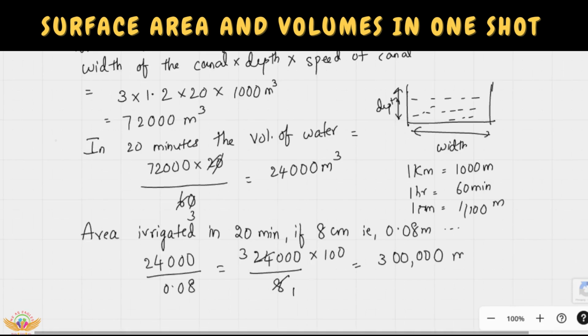So we got 300,000 meters square. Okay, you can just stop it there, and if you want to write in hectares, you will get it as 30 hectares, because 1 hectare is equal to 10,000 meters square. We can also write it as 30 hectares.